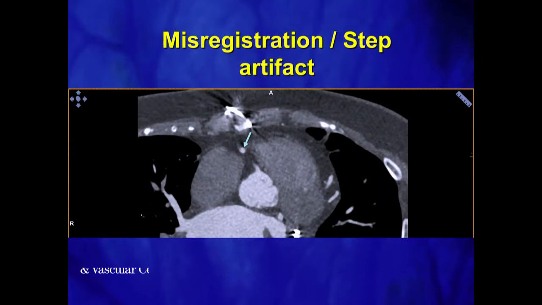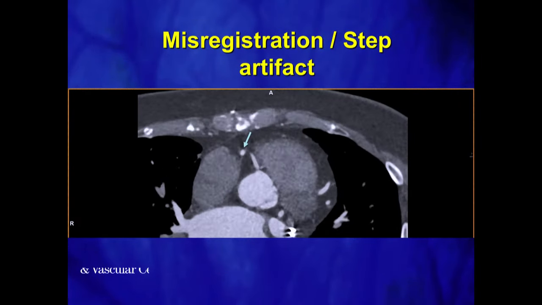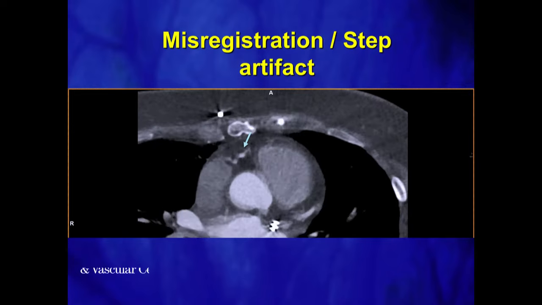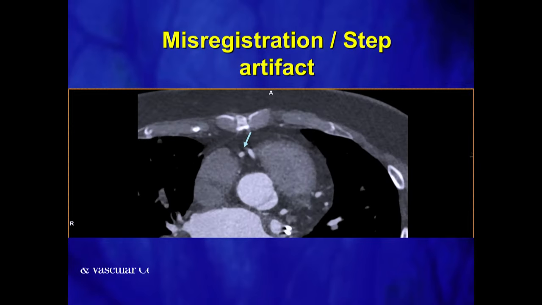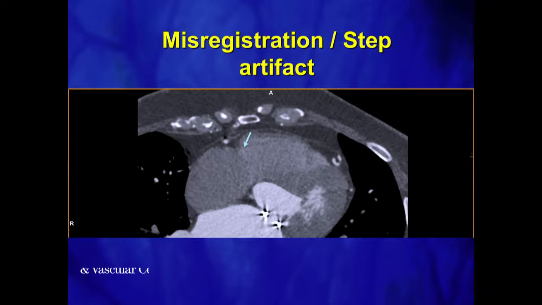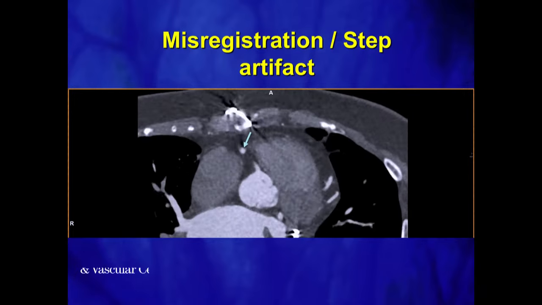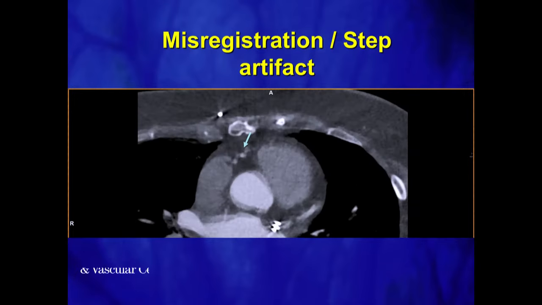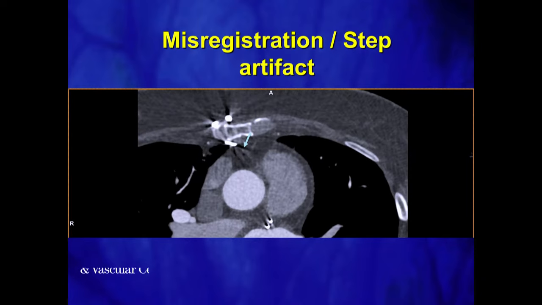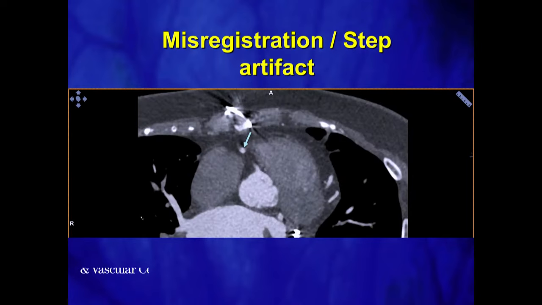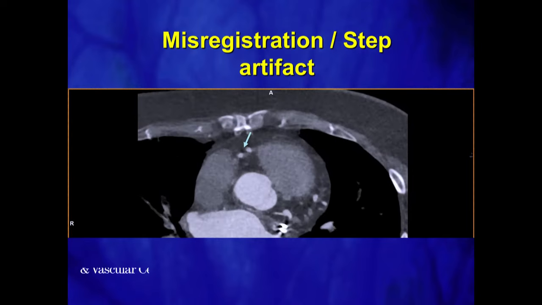This is a case where we can see misregistration or step artifact. So when we acquire multiple scans during different cardiac cycles, typically every other heartbeat, what you can sometimes see is that the artery just moves out of phase. So we do develop a misregistration when we're trying to stitch these data together.